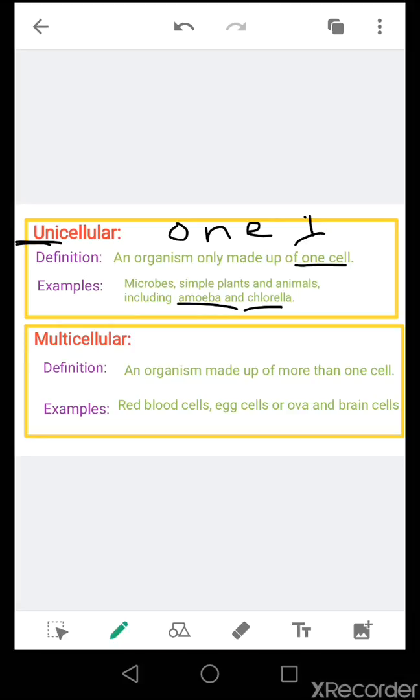Now let's move forward to multicellular. Multi means many. Multi means many, multiple. As you multiply, it keeps multiplying, it keeps growing, so multicellular means many cells, multiple cells. Its definition is an organism made up of more than one cell. Now students, I hope you have understood the concept of multicellular. It means more than one cell.